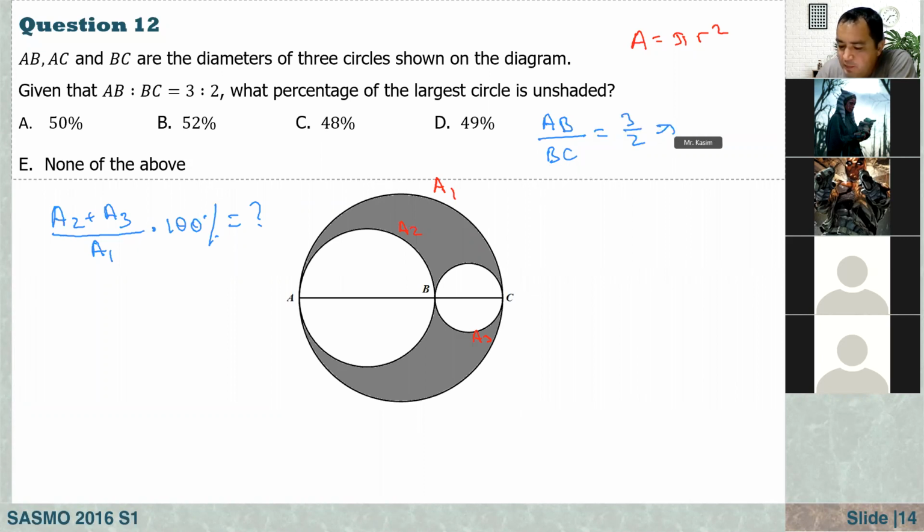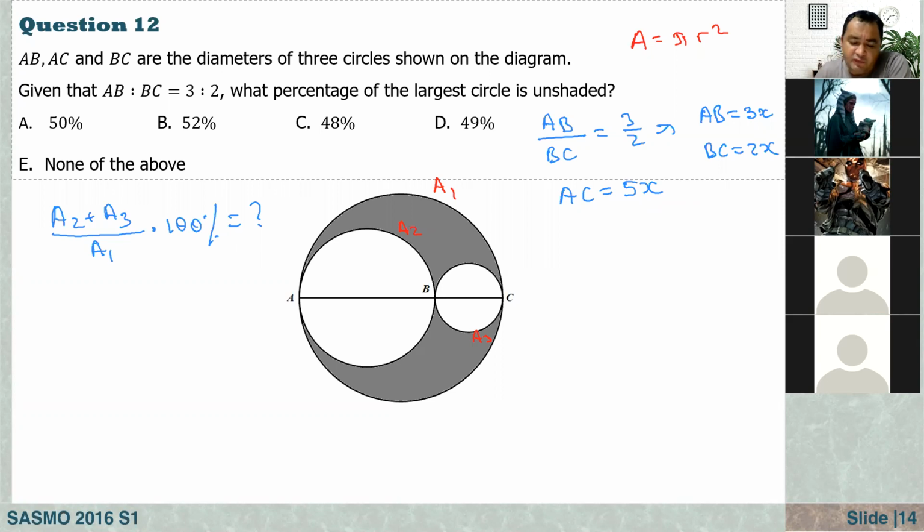What does it mean? It means that if AB is 3X, then BC should be 2X. If AB is equal to 3X and BC is equal to 2X, then AC is equal to 3X plus 2X, that's equal to 5X. AB is the diameter of the second biggest circle, BC is the diameter of the smallest circle, and AC is the diameter of the biggest circle, right?